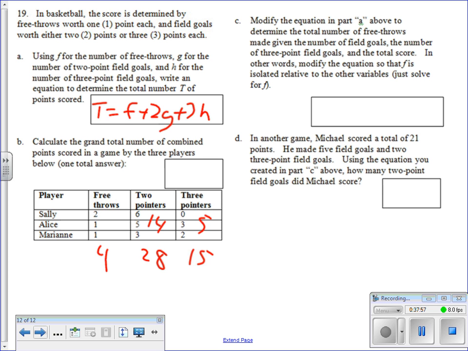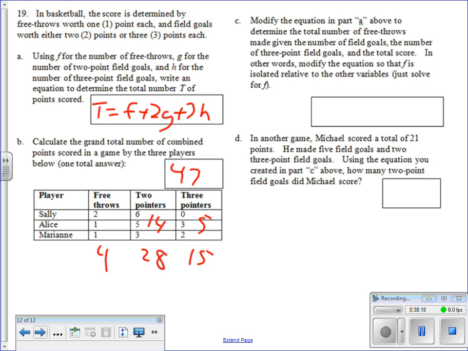So 4 plus 28 is 32. 32 plus 15 is 47. Now, if you want to take each one of these, put them in here and figure it out, you will get the same total. But it doesn't say you have to do that. You just have to do that right.